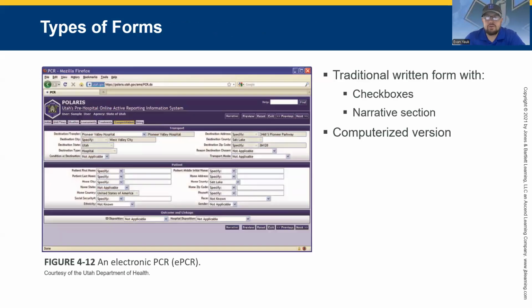So, traditional writing forms with check boxes, narrative section, and computerized version. I mean, this is different than the one I use, but they're all pretty much the same. What was the call? Where was it? Was it a 911 call? Probably. Did we respond lights and sirens? Did we respond no lights and sirens? What was the main cause for the call? What's the patient's first, last name, address, phone number, all of that.